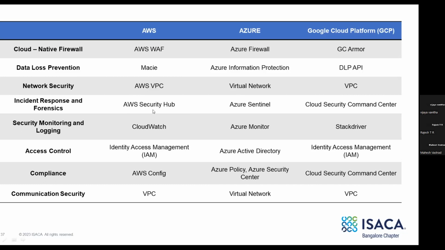You make sure Security Hub is enabled or not, if you are doing incident response and forensic auditing. Azure Sentinel is the tool which you are going to use for incident response, logging, and forensic management. And if we are using Google Cloud Platform, Cloud Security Command Center is the thing from which you can collect incident response and forensic logs.